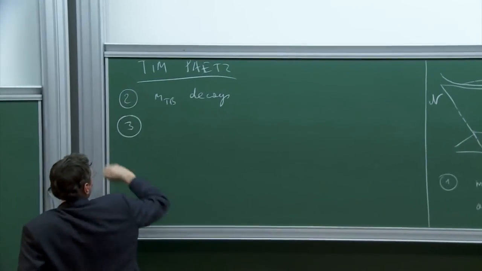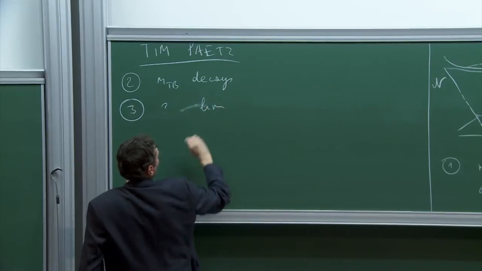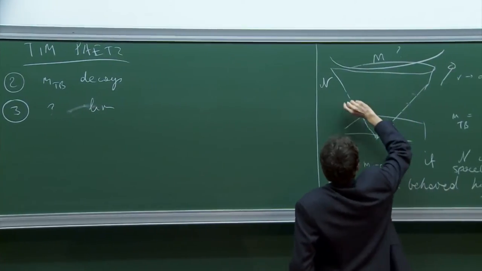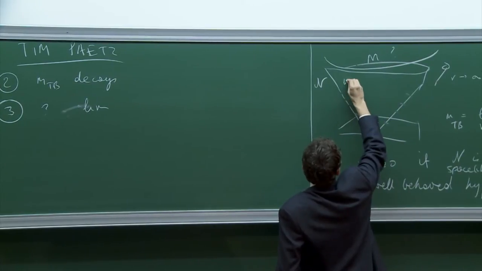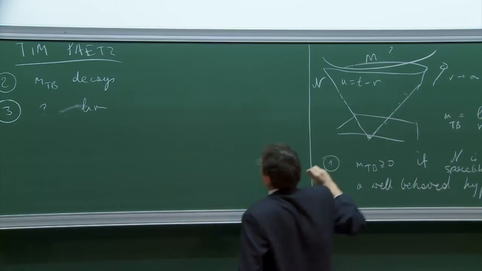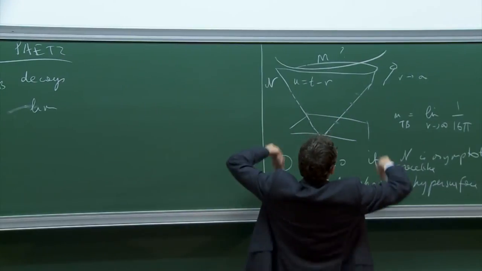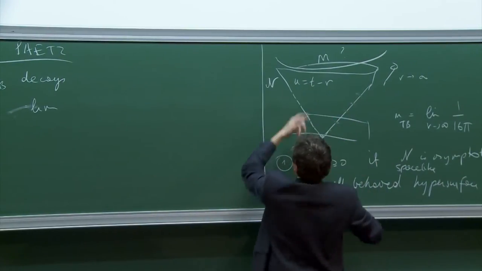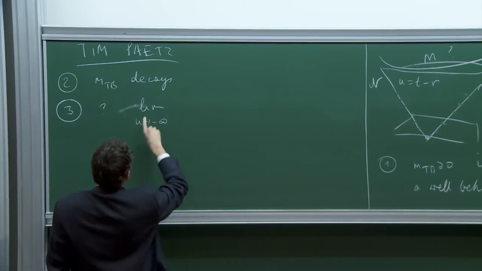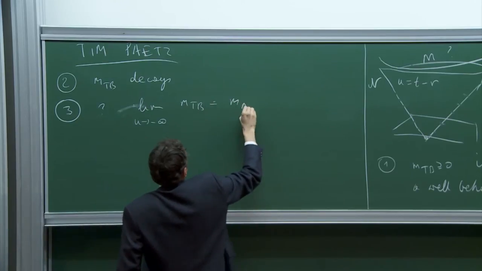Well, this is a question mark, but it is expected that the limit, suppose that you think of this surface as being u equal to t minus r, and you push this surface down, so you go with u to minus infinity, of this Trautman-Bondi mass is the ADM mass.